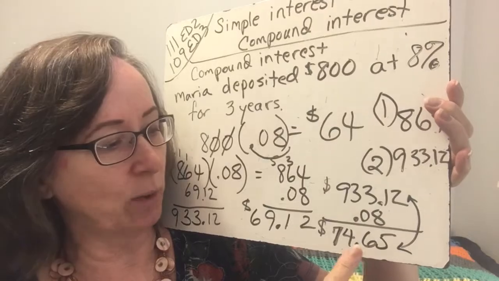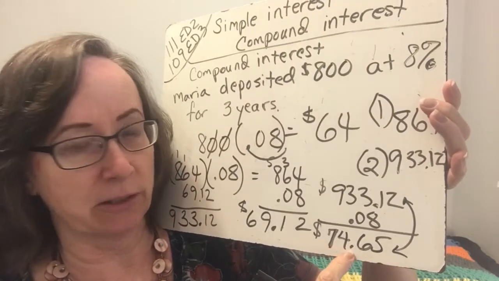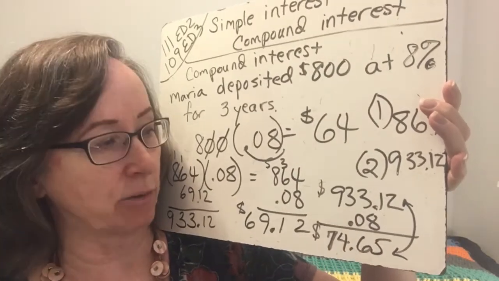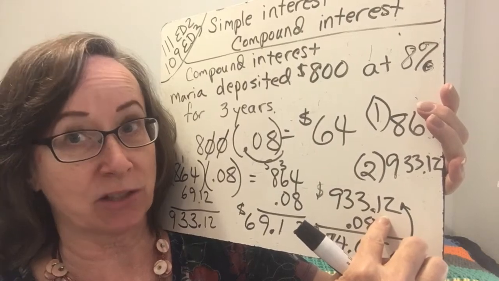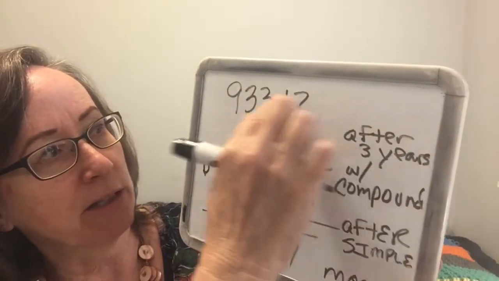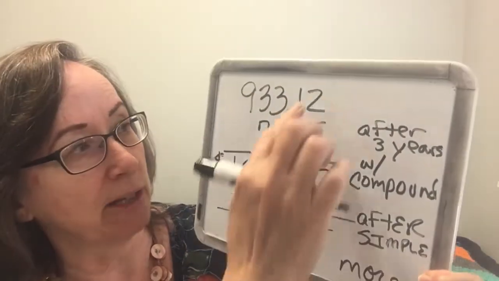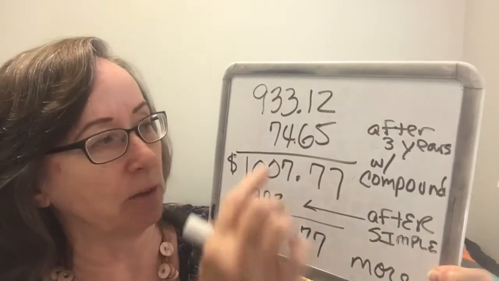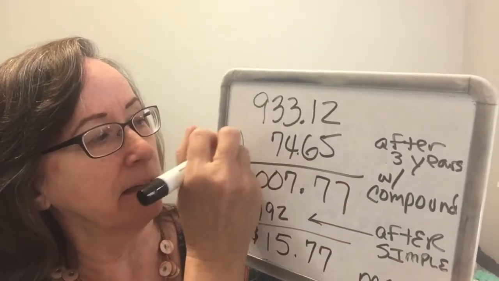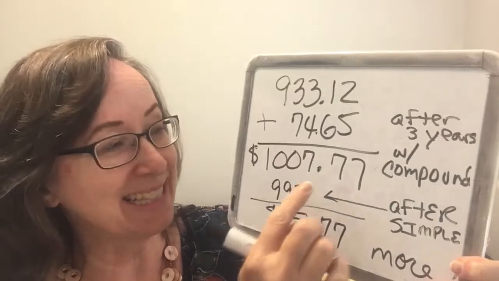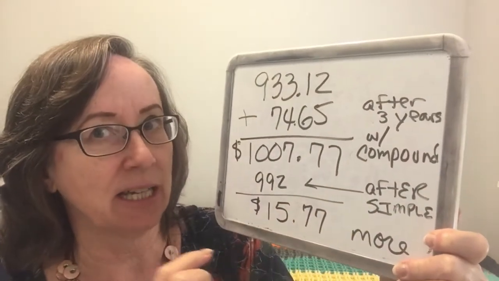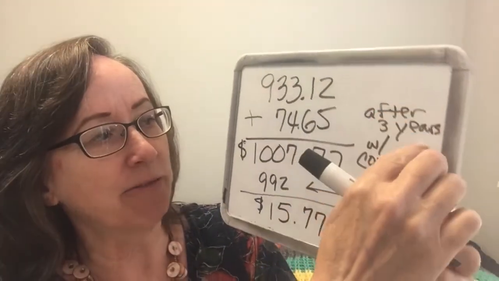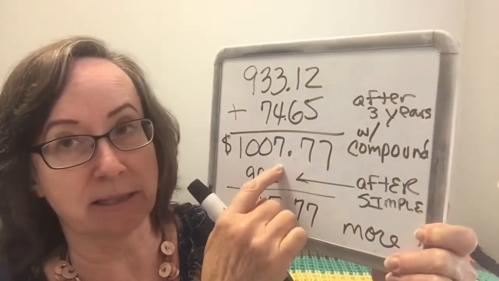So then, wouldn't I have to take the $74.65 earned in interest and add it back to what I started the year with, which I did on another board because that one was really full. So here I took the $933.12 that I started the year with and I added the interest. And when I did, I got $1,007.77. So this is after 3 years with compound interest.